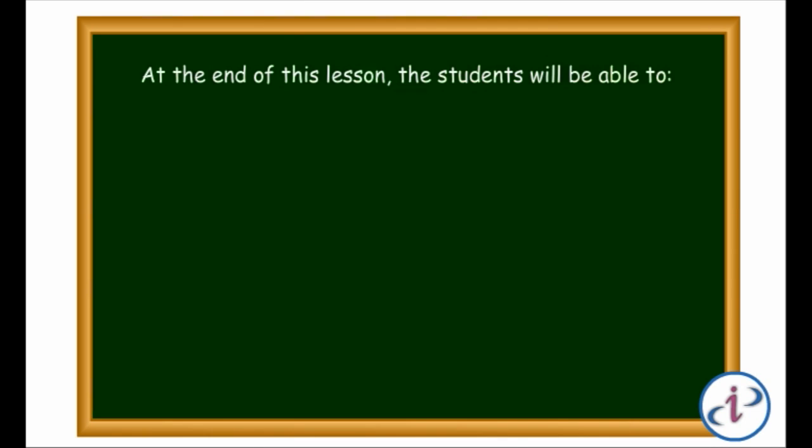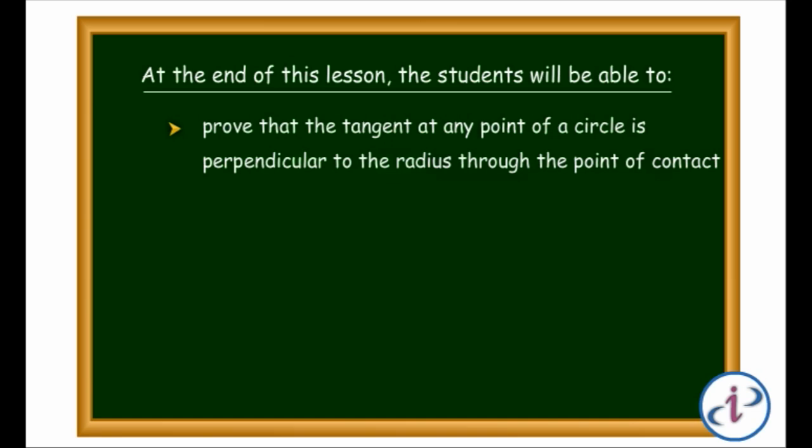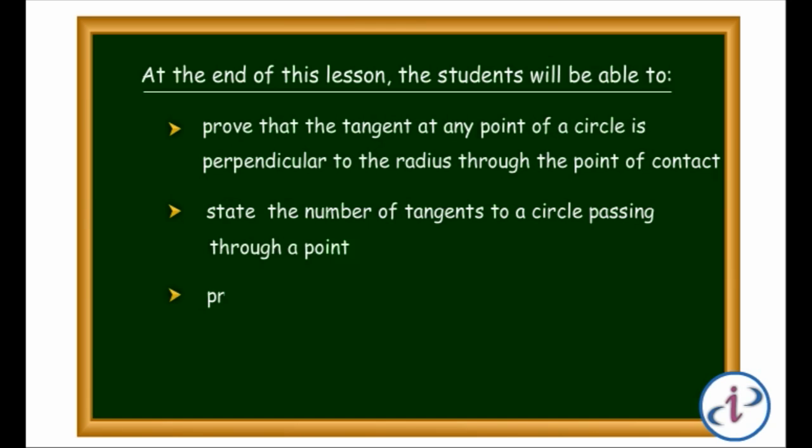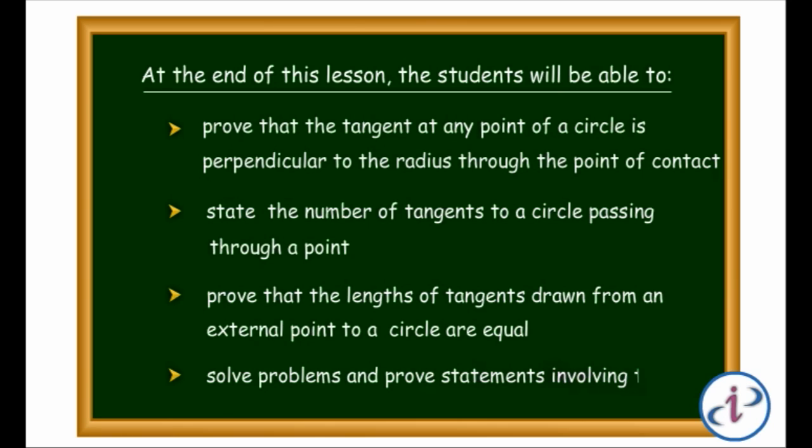At the end of this lesson, the students will be able to prove that the tangent at any point of a circle is perpendicular to the radius through the point of contact. State the number of tangents to a circle passing through a point. Prove that the lengths of tangents drawn from an external point to a circle are equal. Solve problems and prove statements involving tangents to a circle.